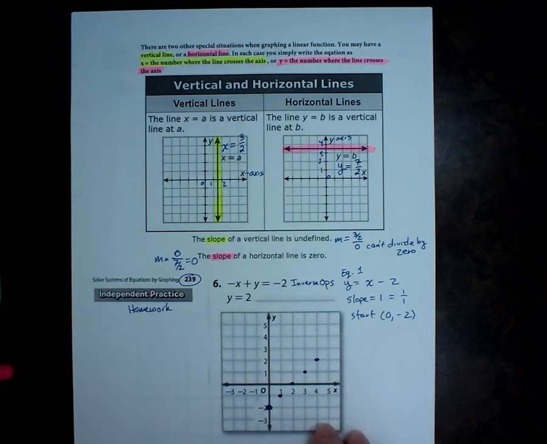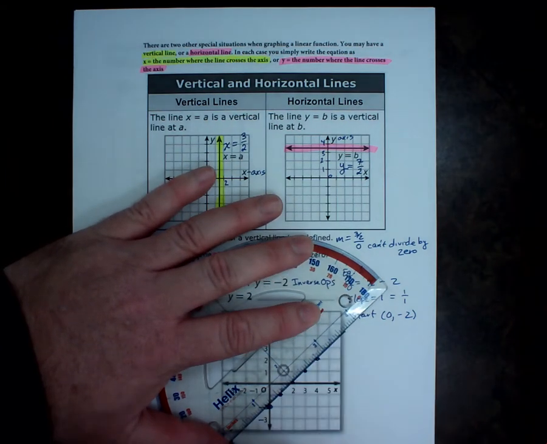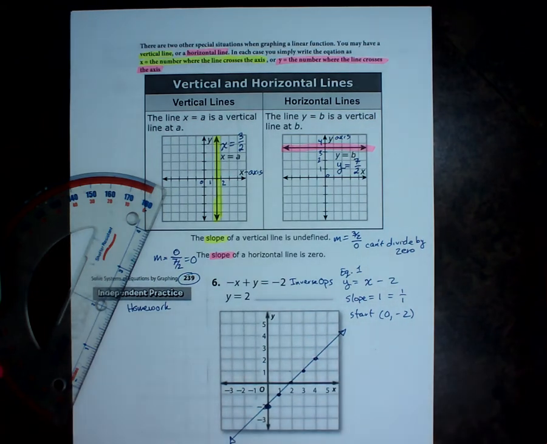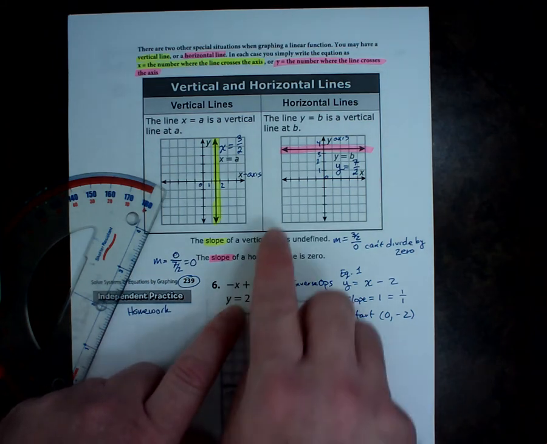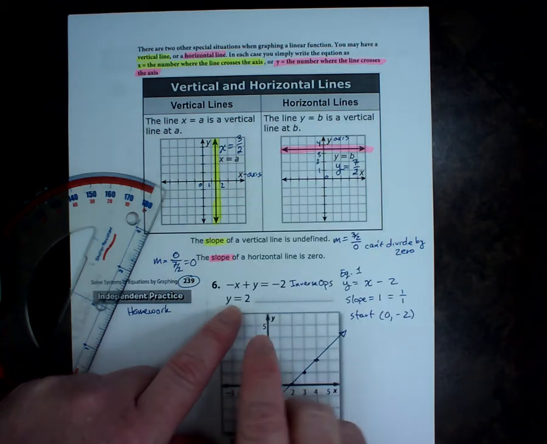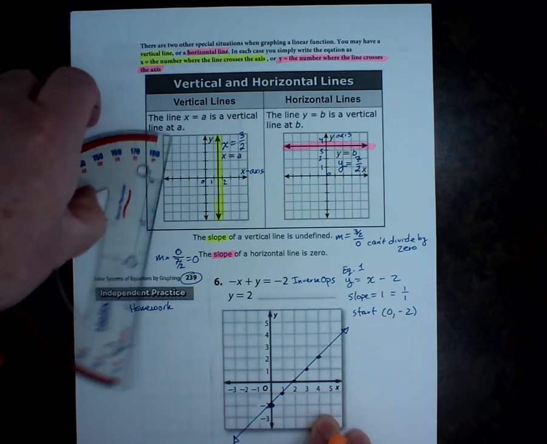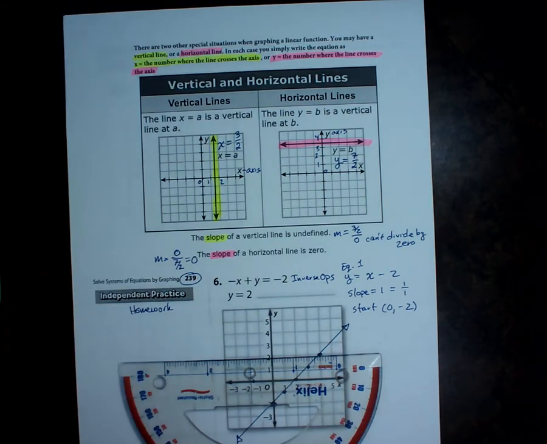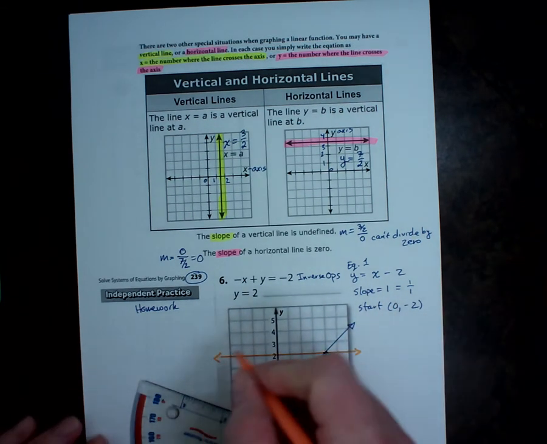And then set your straight edge down. Draw your best line. Now the other line is a special situation. It's the line y equals 2. So we look up here. Y equals lines are horizontal, so I need to make a horizontal line through 2. So I just go to 2, put my straight edge horizontal. And there's your line y equals 2.